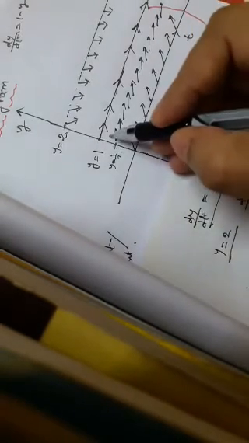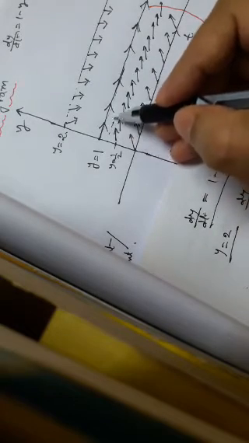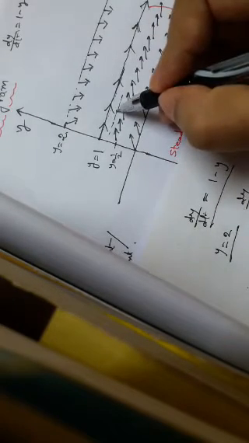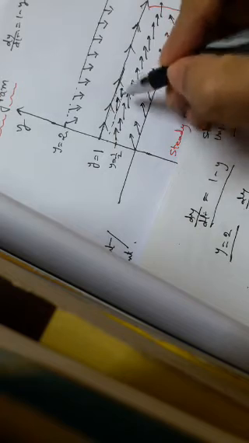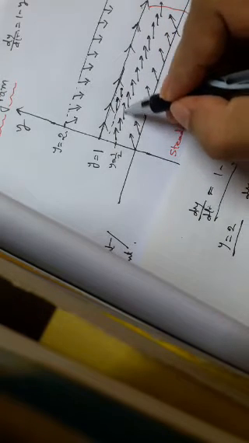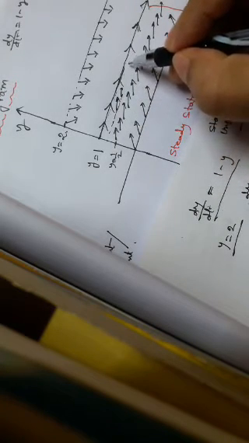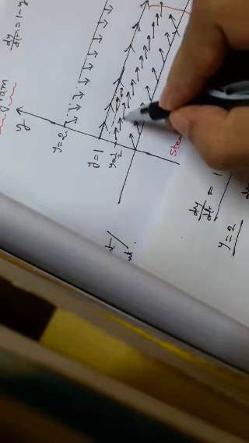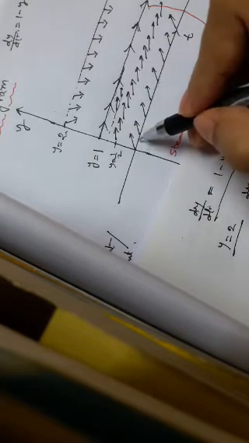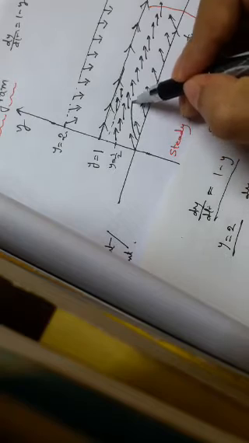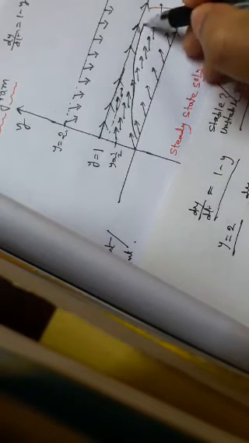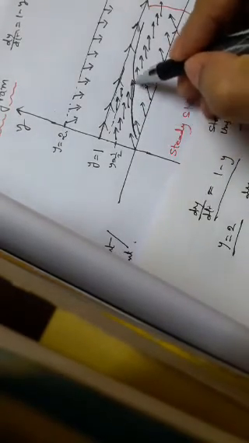If I consider a point in this area, you can verify that the slope will be like this. Always it approaches the steady state, like this.